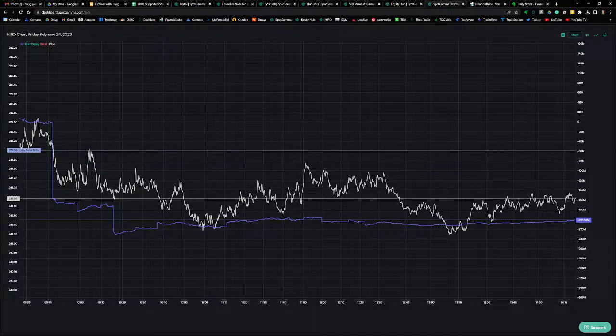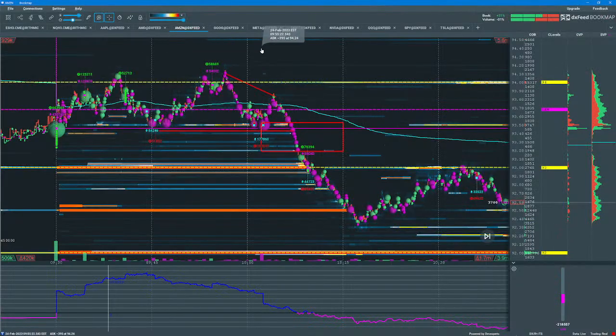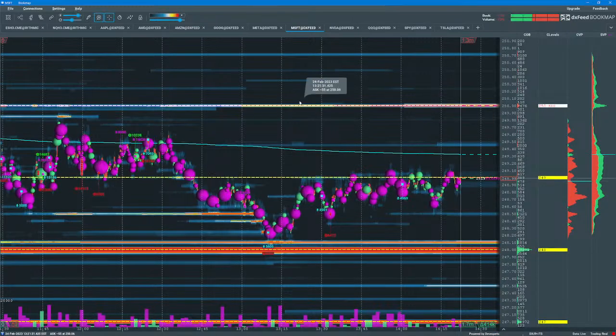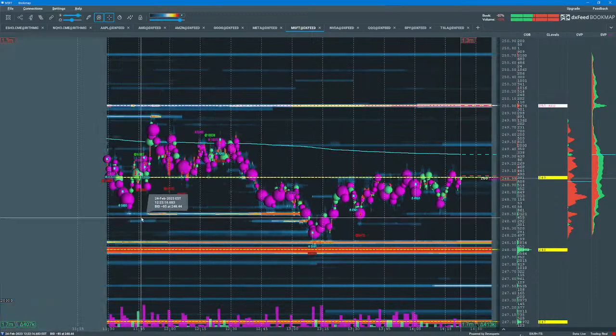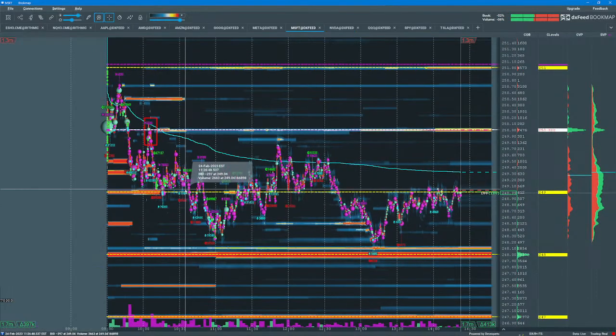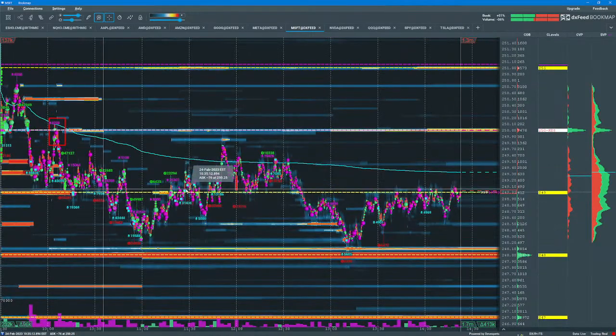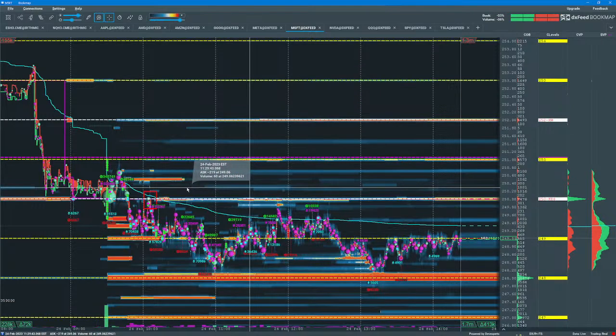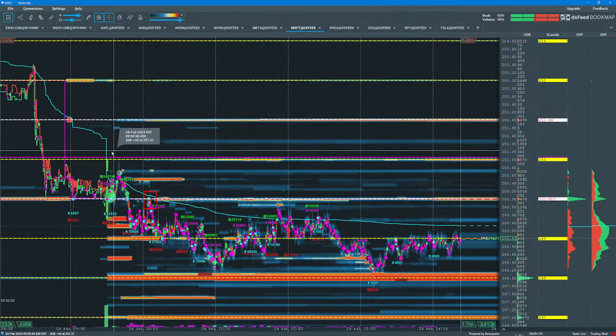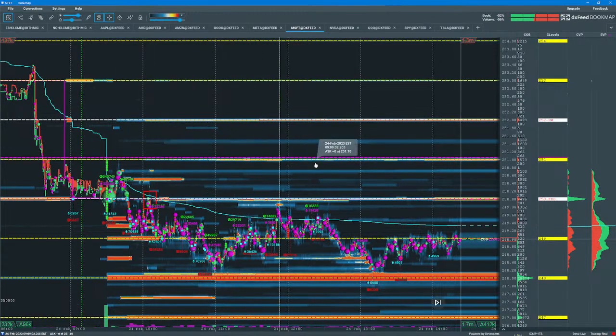Okay, so let's take a look at Microsoft. Go back to Bookmap, take a look at Microsoft. All right, so here's, let me zoom in on this. So short setup in the morning.